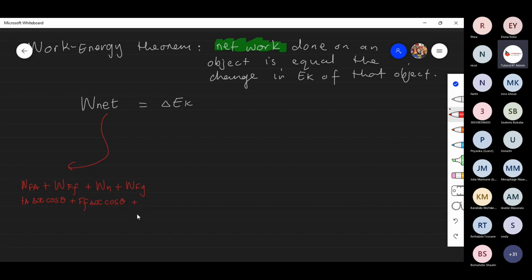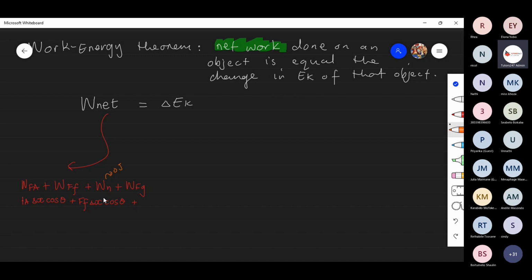Work done by normal force, we can actually exclude that or leave it out because we know that's always going to be 0. This will always be 0 joules. The reason why it is always 0 joules is because our normal force acts perpendicular to the surface on which the object is moving, and our displacement is usually parallel to our surface. So we can conclude that normal force in most cases is perpendicular to displacement.